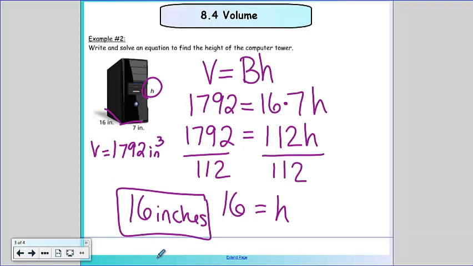It's just the units. All right, now on the back of your page, make sure you complete the on your own problems and show all of your steps, then enter your answers online.